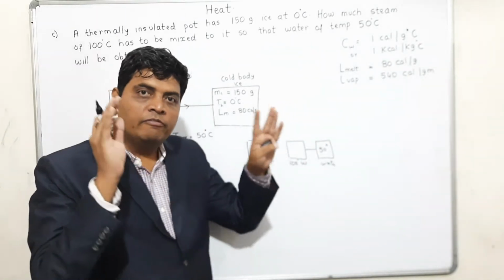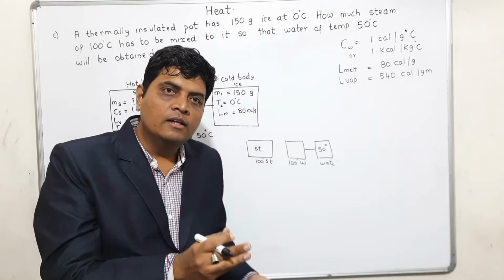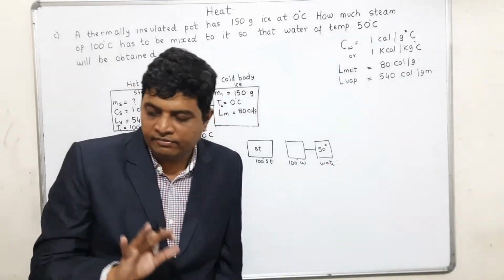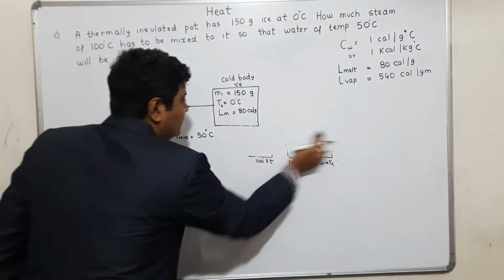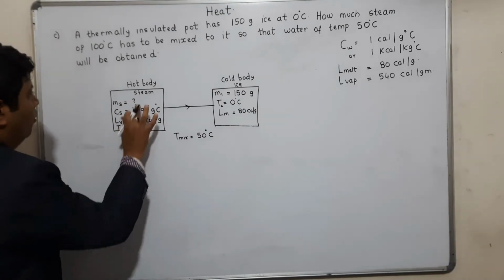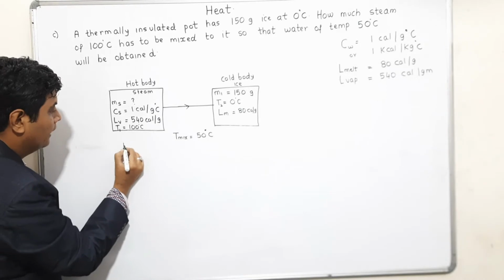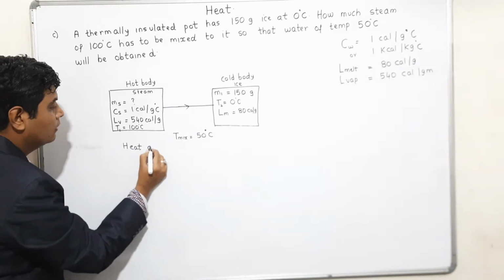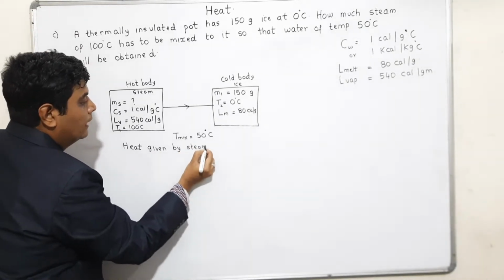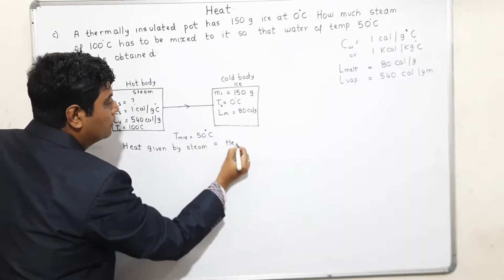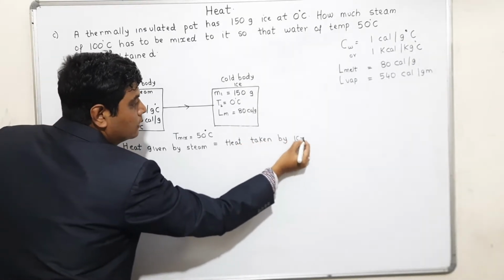For ice, again first ice will melt into water, so there will be change in state, and then that water will rise to 50 degrees Celsius. Okay, so this is what conversion is going to take place. So now let us see how much is the heat given by the steam. We know heat given by steam is equal to heat taken by ice.